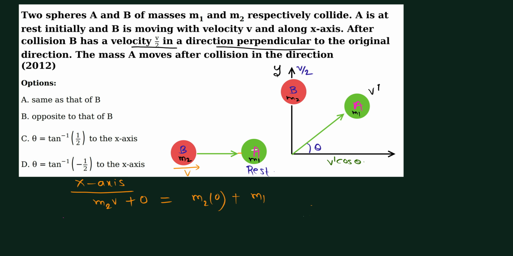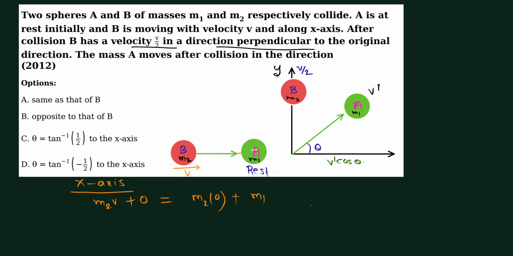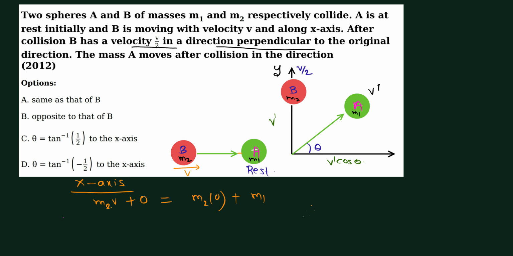You write here v dash cos theta. Already you know this, right? The side adjacent to theta is hypotenuse into cos theta. The other side of theta is hypotenuse into sin theta. The direction of A along the x-axis and y-axis. Along the x-axis, how much is it? V dash cos theta.